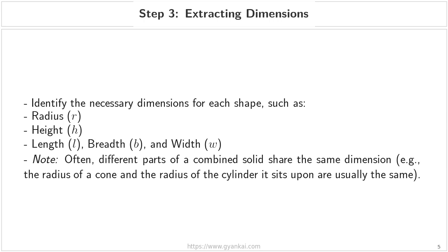As you're scanning the object, keep a sharp eye out for a very important detail. Often, different parts of a combined solid share the exact same dimension. For instance, if you have a cone sitting perfectly on top of a cylinder, the radius of the cone and the radius of the cylinder are usually the same. Recognizing these shared measurements early on will save you a lot of time and prevent errors in the steps to follow.